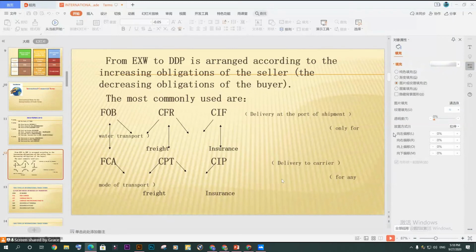Okay, let's go to section 2 about the trade terms. In section 2, we will learn these 3 trade terms: FOB, CFR, and CIF. Some of you have learned them before. Do you still remember the difference between these 3? What is FOB, what is CFR, and what is CIF?